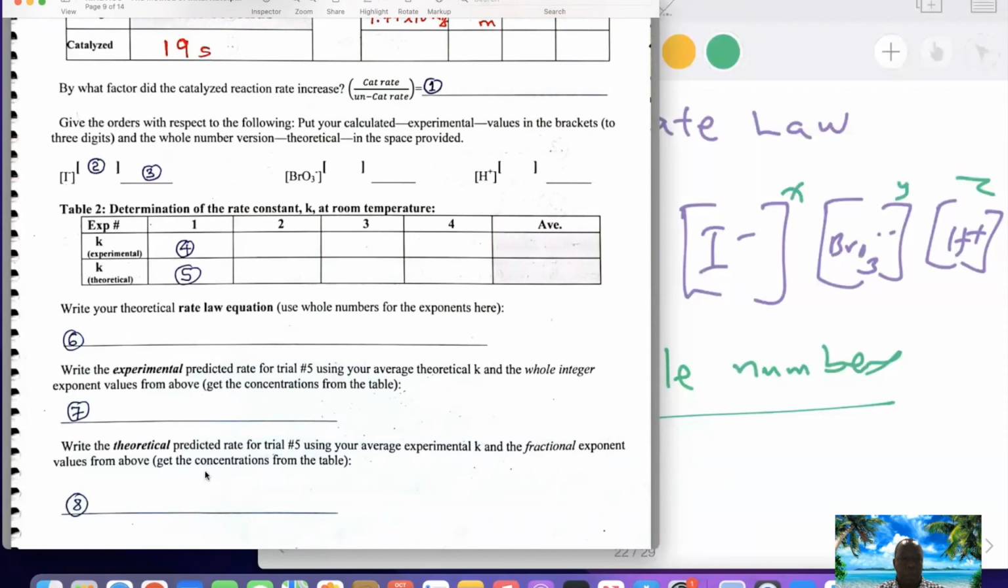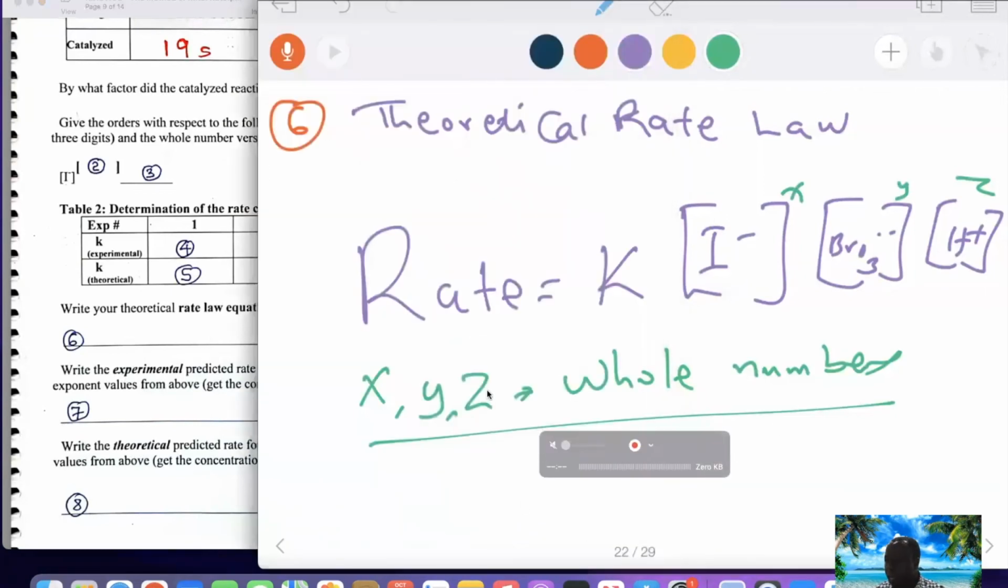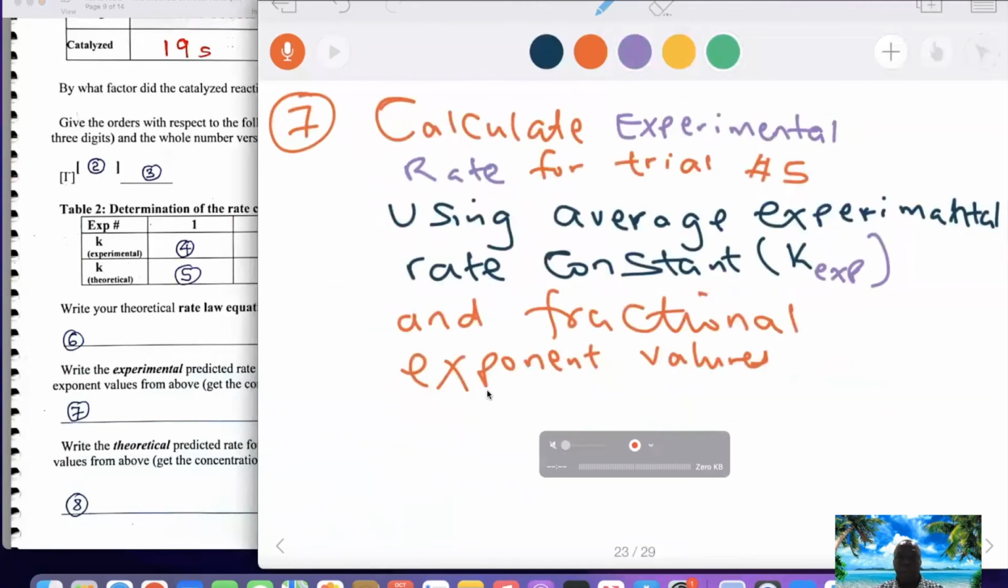I'm using an old version of the lab manual, but when we say experimental, everything should be experimental, not theoretical. When we say theoretical, everything should be theoretical, not experimental, or you are swapping the terms here. Let's see number 7. On my whiteboard here, number 7, calculate the experimental rate for trial 5.